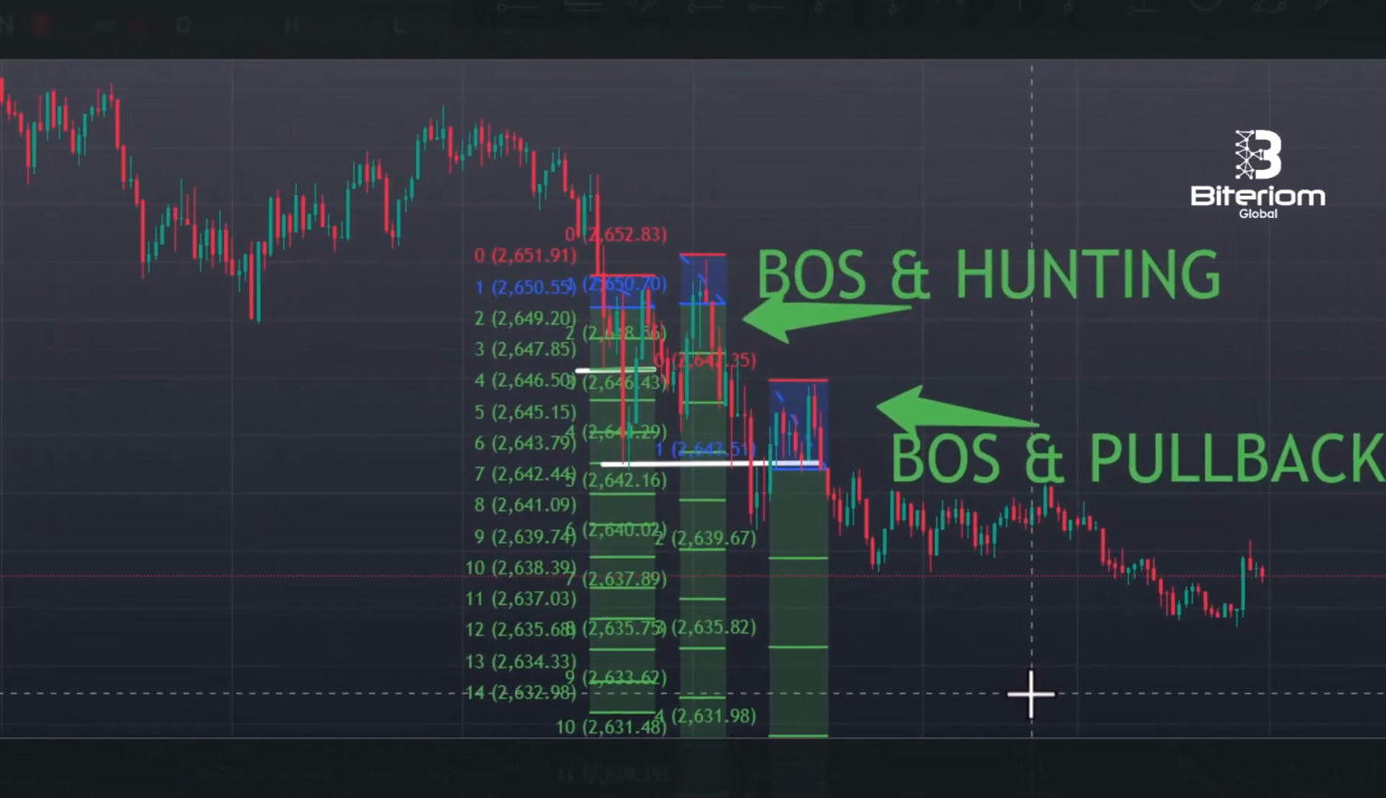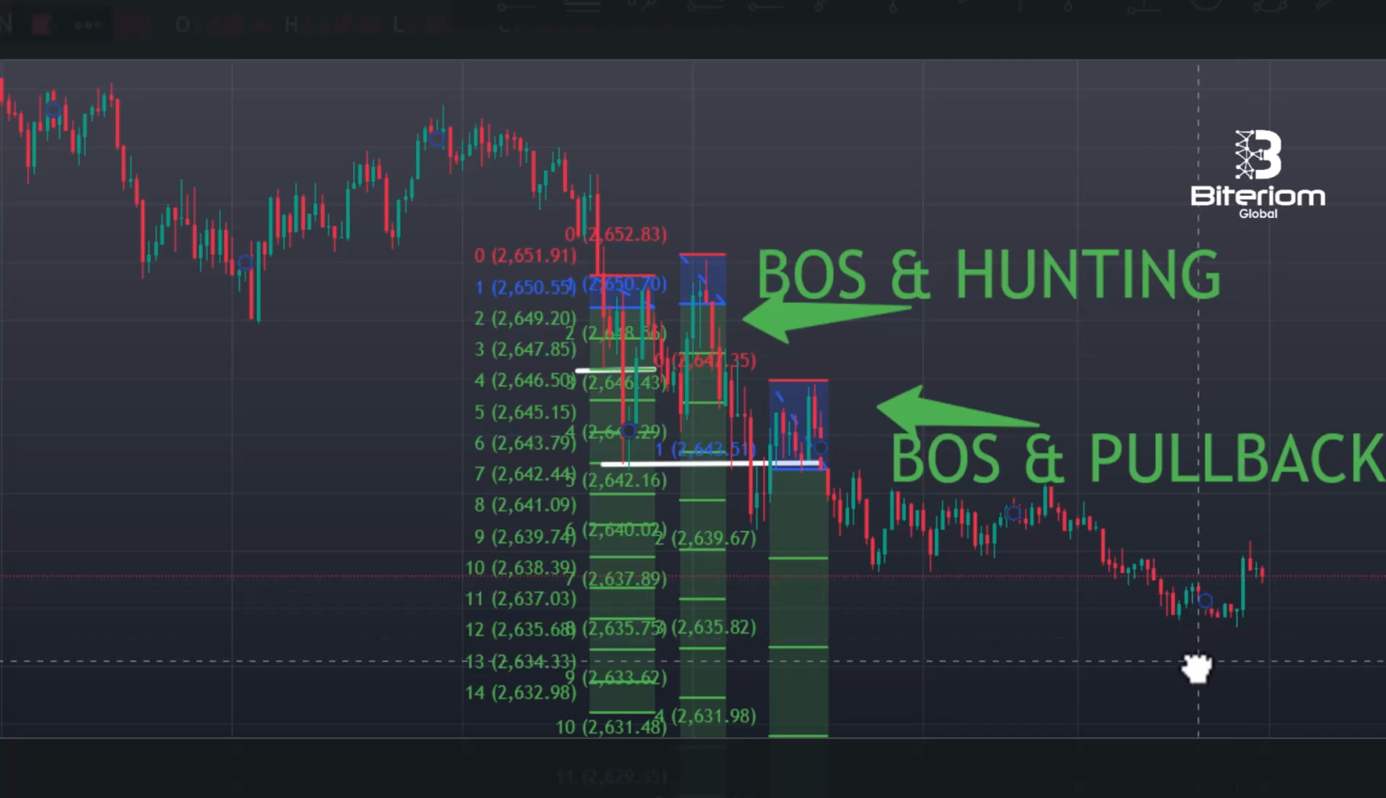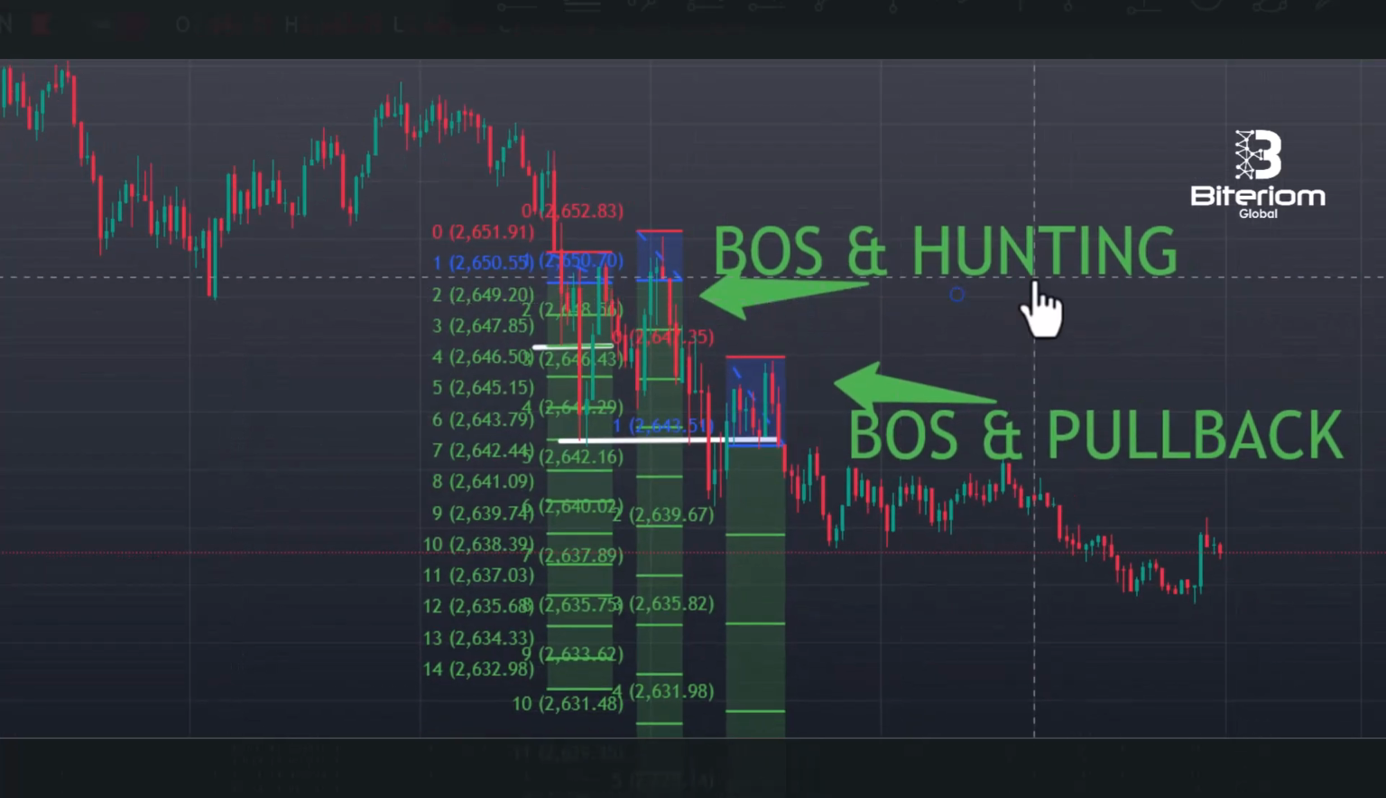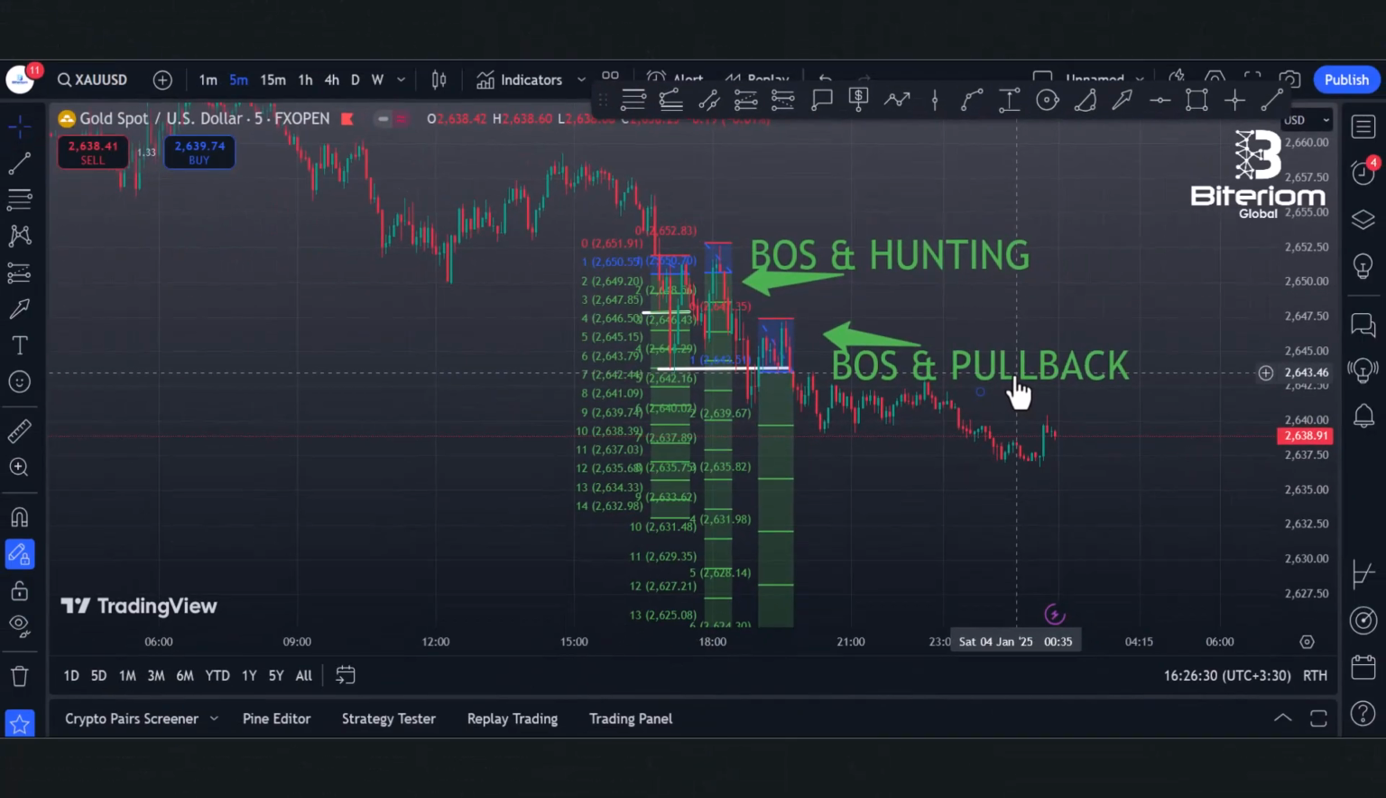Today, with the smart money concept, you are going to learn how to follow the trend, downtrend or uptrend. Generally, there are two ways we can easily follow the uptrend and downtrend: hunting, and the other way is pullback. In this video, we will learn everything together simply, easily, and quickly.